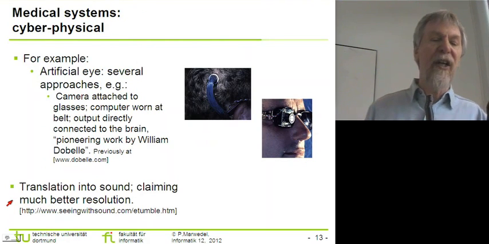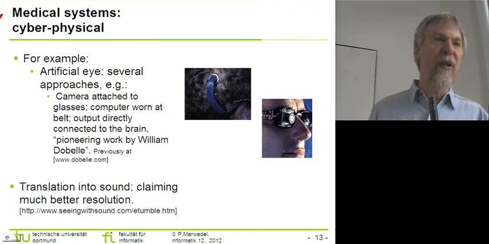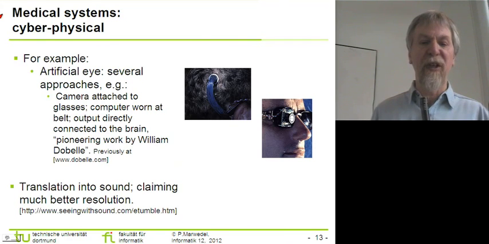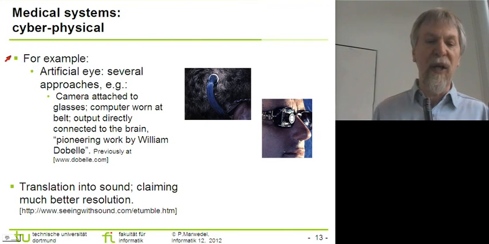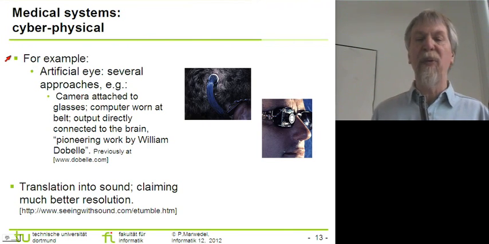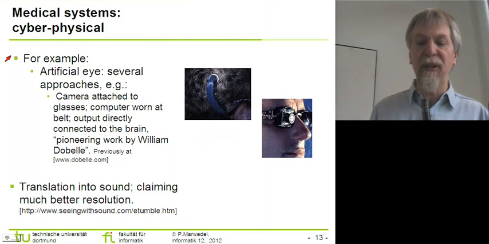The third area is again a case of a real cyber-physical system. We know that there are many applications of information processing in medical systems. So for example, we can try to provide help to handicapped people. For example, in case of blind people, we can try to provide some limited eyesight. There is an early approach that I would like to refer to.